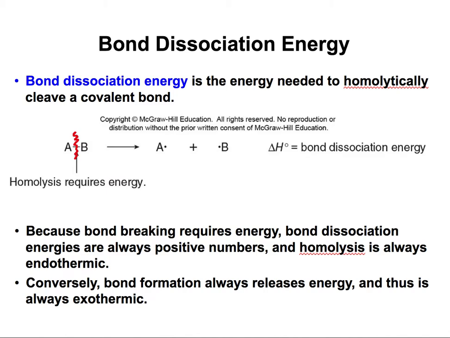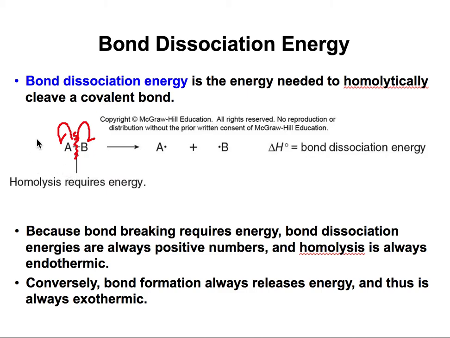The bond dissociation energy is the energy that is needed to homolytically cleave a covalent bond. Imagine that we have a molecule AB and we want to break the bond between the atoms. Remember that when we are breaking a bond homolytically, one of the electrons will go to A and one of the electrons will go to B, and that's why we use this type of arrow. So A will end up with one electron and B will end up with one electron.